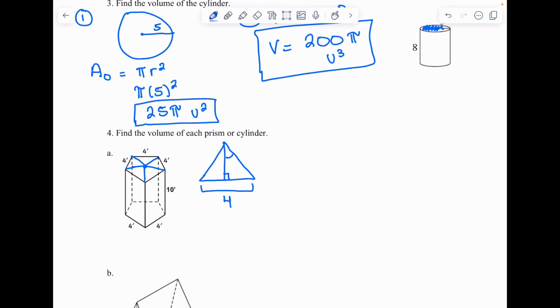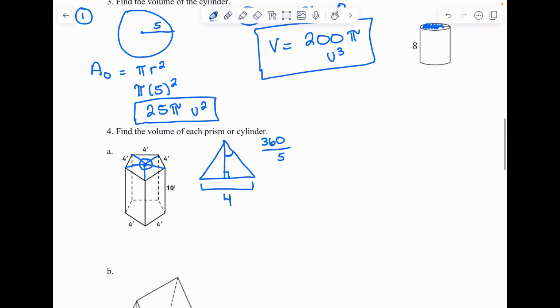In order to find this angle right here, I do 360 degrees for this circle in the middle and divide it by 5 since I'm splitting it into 5 pieces, which will give me 72. And then I'm only using half of it, so I divide by 2 to get 36 degrees for this angle. In order to find the area of this triangle, I need to find the height. So I know that if this entire base is 4, that this section is 2.